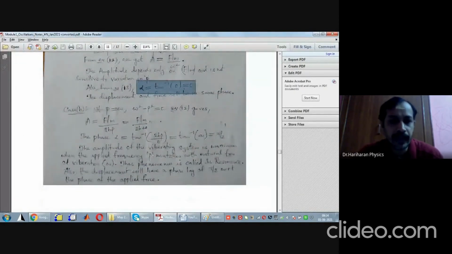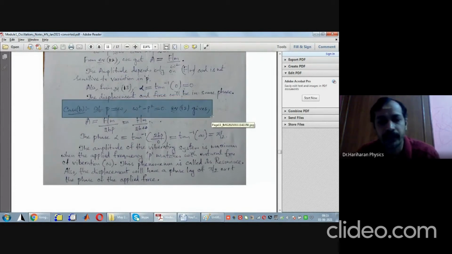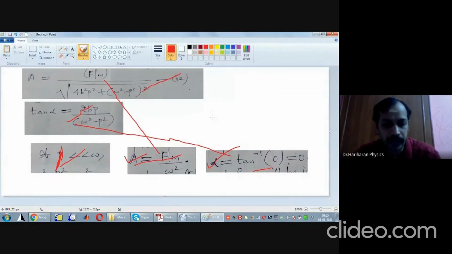Next, case 2. Case 2 is what? If P is equal to omega, then omega square is equal to P square. So now let us get on to the second case. Second case means what? I don't want the other stuff, I'll just remove all this.